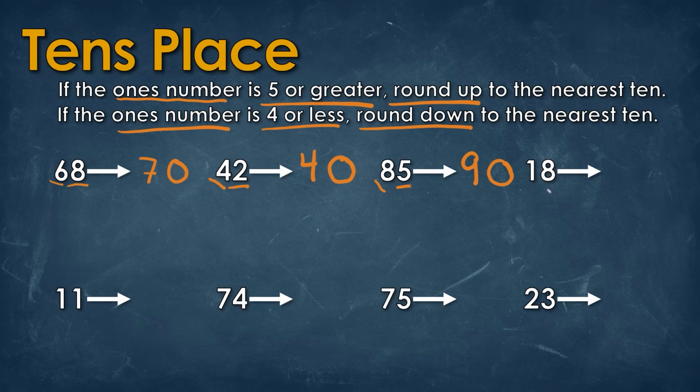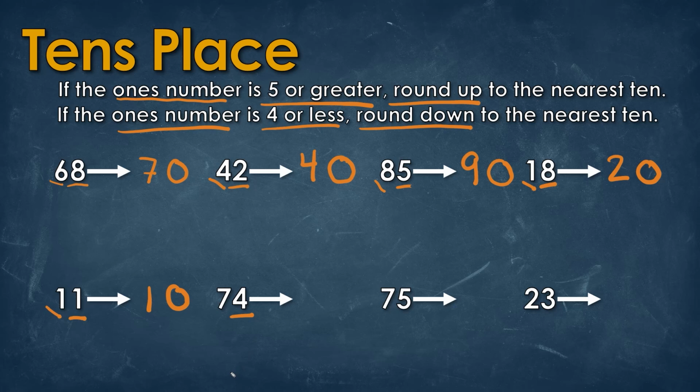Now next example, we have 18. We have an 8 for the ones value. So if the ones number is 5 or greater, we round up. Well, the 1 is going to change to a 0, and we go from 10 to 20. Next one, we have 11. So we have 1 for the ones value. Well, is it going to be 5 or greater? No. Is it less than 4? Yeah, it's just a 1. So we're going to change this to a 0 for the ones, and the tens place stays the same. So we have 10.